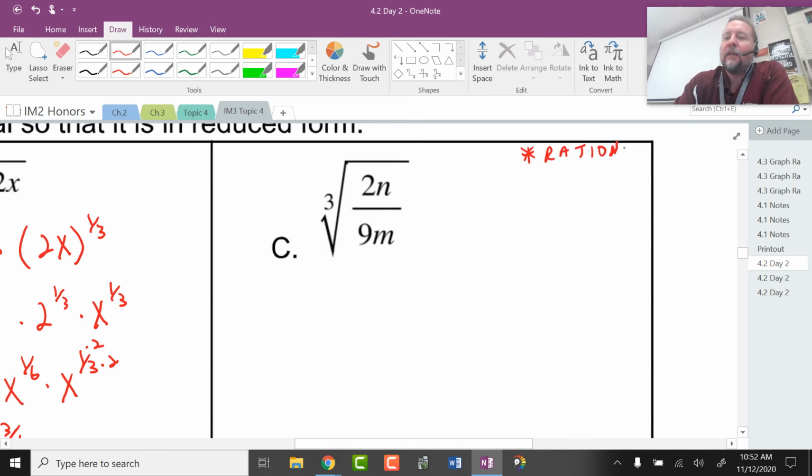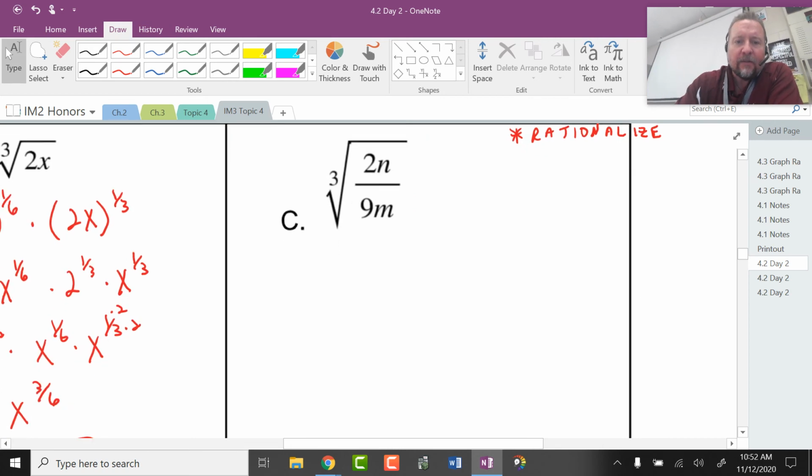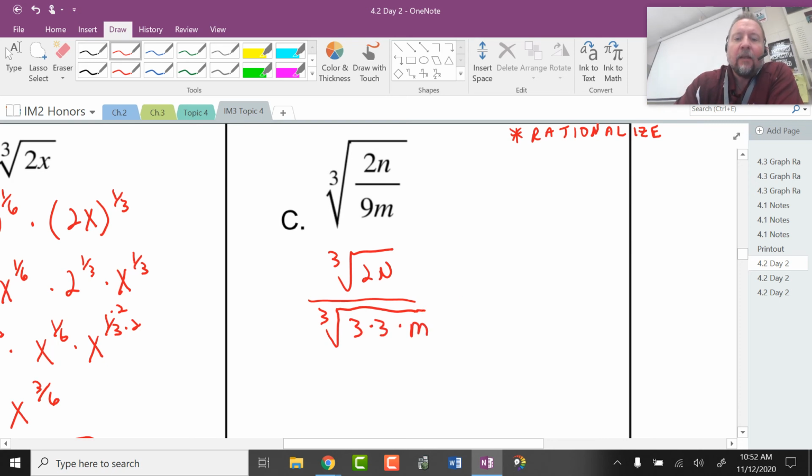Well, the rule is you cannot have a variable in a radical in the denominator. You can't have a radical in the denominator. So we're going to break this down. I'll write this like this. The numerator is the cube root of 2n. And then 9 is 3 times 3. So break this down, and then m. And then you're going to multiply this by a fraction, and this fraction is going to equal 1. So whatever I do on top and bottom has to be exactly the same.